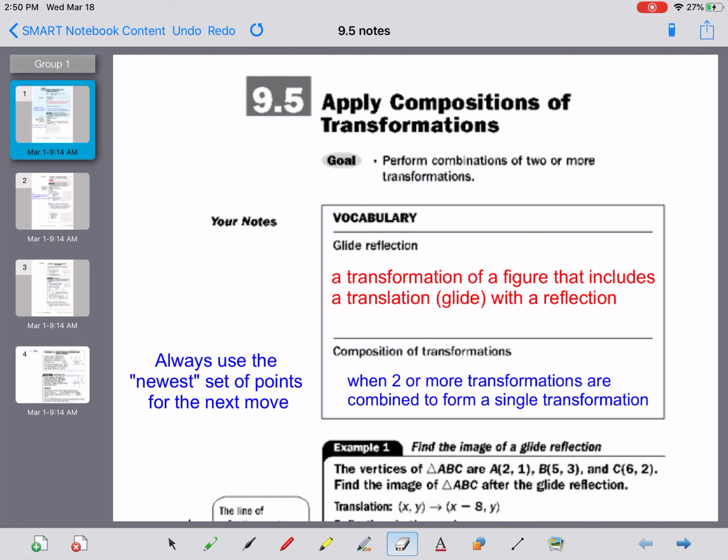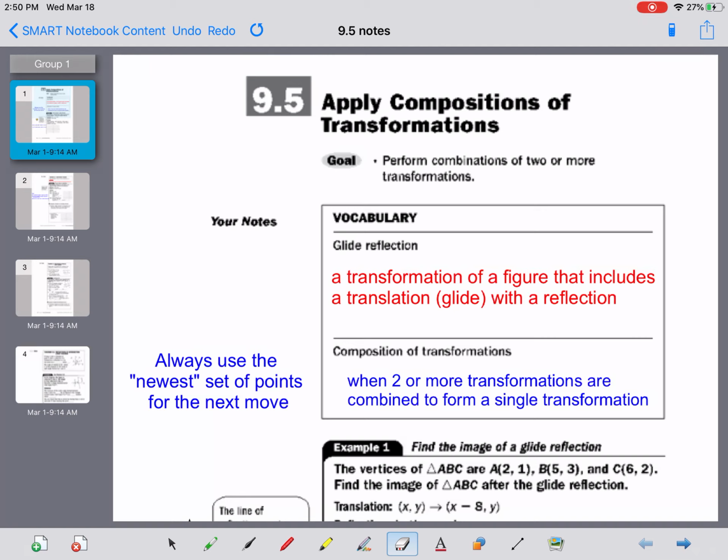Our second definition is composition of transformations. And this is when 2 or more transformations are combined to form a single transformation. So this can include 2 rotations, 2 reflections, maybe 2 translations all in the same thing, but most commonly it mixes and matches between the 3 transformations.